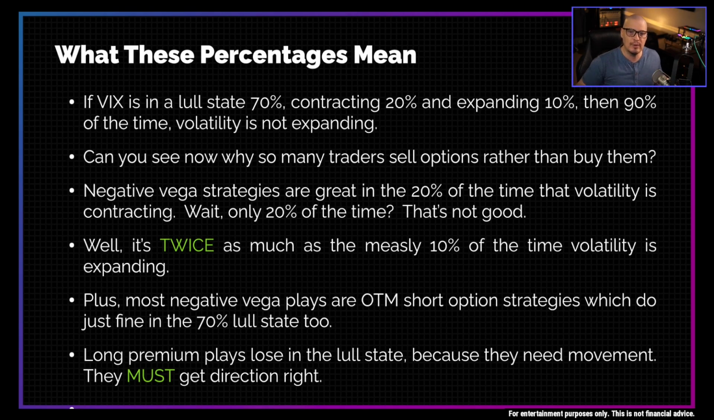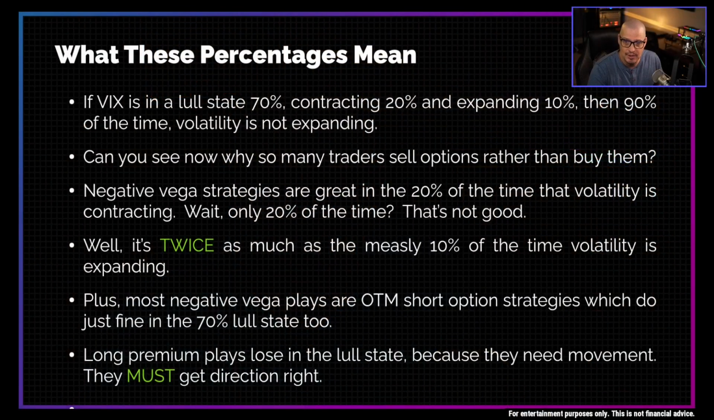I hope now everyone can see why so many traders, including myself, tend to prefer selling options rather than buying them, because short options benefit from volatility contracting. Long options benefit from volatility expanding. Well, if volatility is only expanding 10% of the time, and 90% of the time it's not expanding, yeah, I probably want to be doing the short options rather than the long options. If you're playing for volatility, you certainly want to be on the short side of the trade.